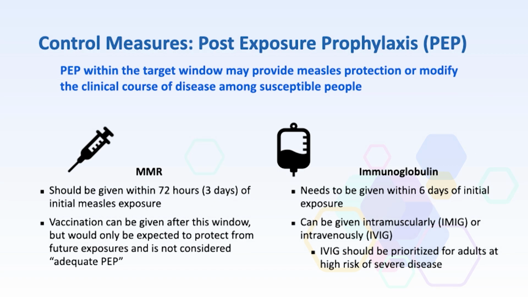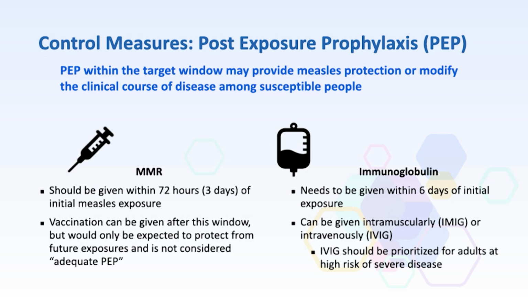Two options are available for PEP for measles: MMR vaccination or immunoglobulin. PEP with either MMR or immunoglobulin given within the target window, which is different for these 2 options, may provide protection from developing measles, or if it doesn't fully prevent measles, may modify the clinical course of disease and protect against severe complications. MMR should be given within 72 hours or 3 days of the initial measles exposure to be effective. Vaccination can be given after this window, but would only be expected to protect from future exposures.